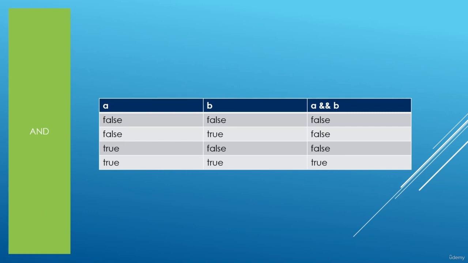Another operator we have is OR, and it is going to evaluate to true if any of the operands is true. Let's look at the first line here. A is false and B is false, so we don't have a true. The result is going to be false. On the second line, we have a true. The result is going to be true. On the third line, we have a true. The result is going to be true. On line number 4, we have a true. The result is going to be true.